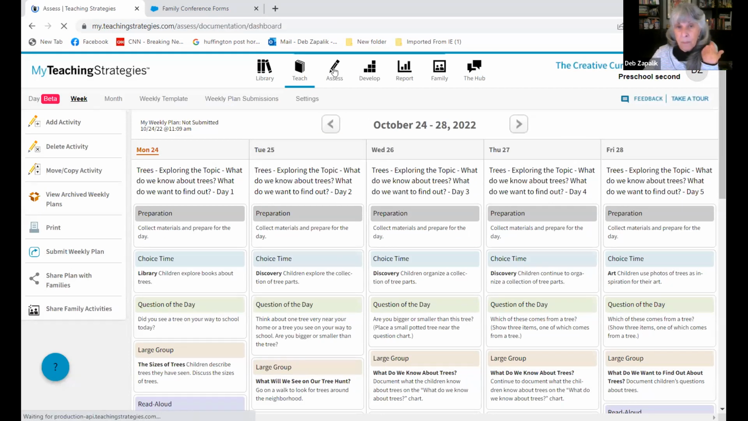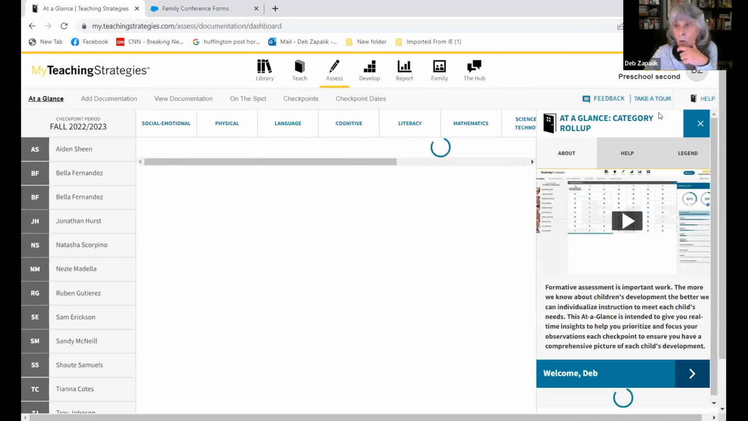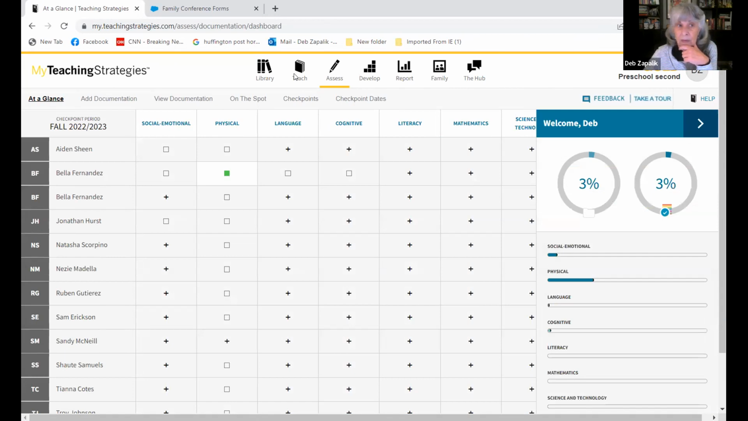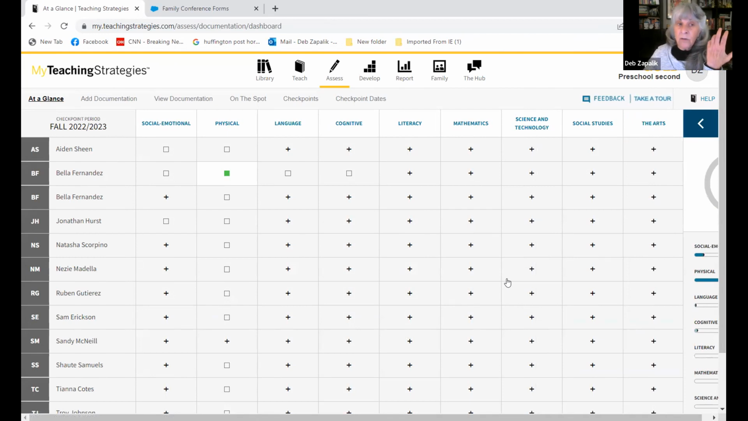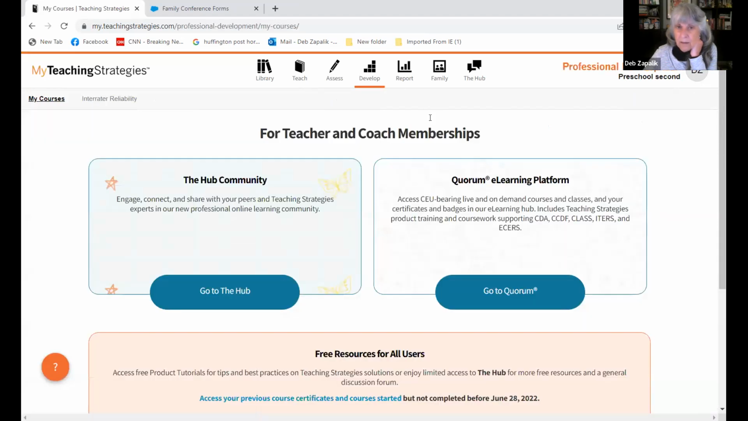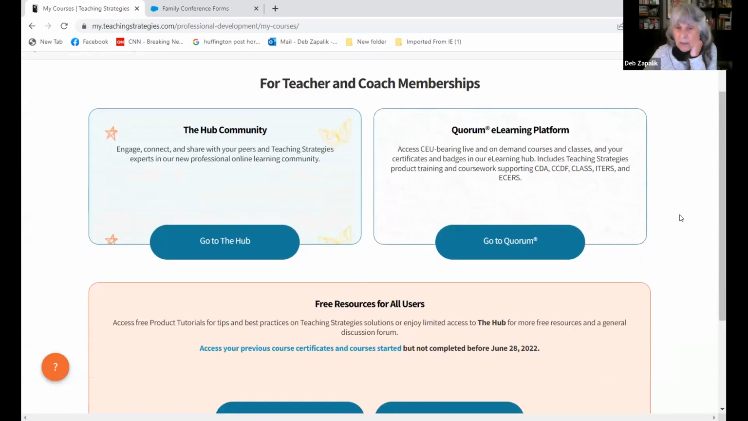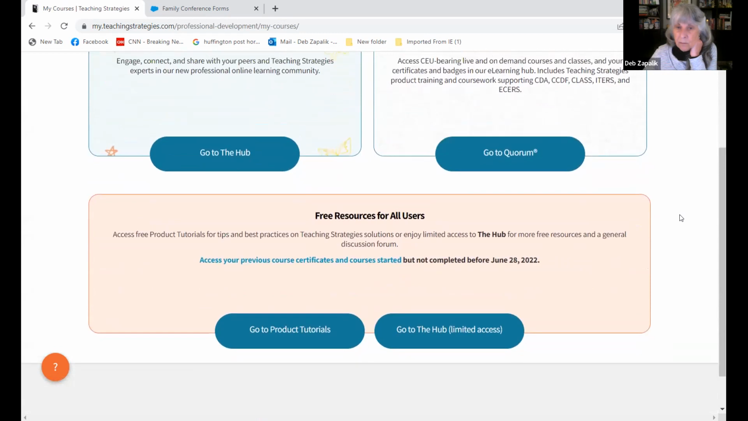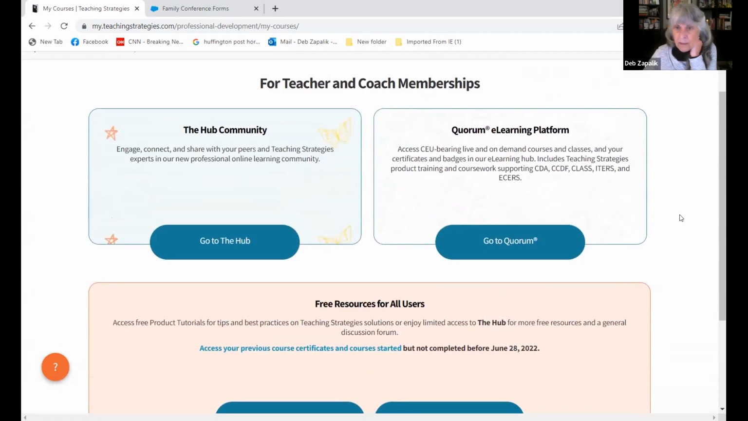The Assess area is where the GOLD assessment lives. And here you see something called At a Glance. Teachers use this as a way to ensure that they're observing children and reflecting on what they've observed, so they can then plan individualized learning. It's also where teachers go to finalize their data. The next area is Develop, where teachers can actually go in and put together their own professional development plan.